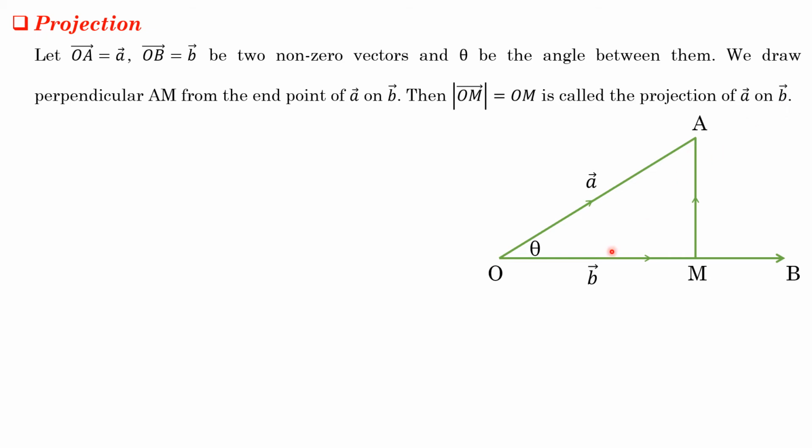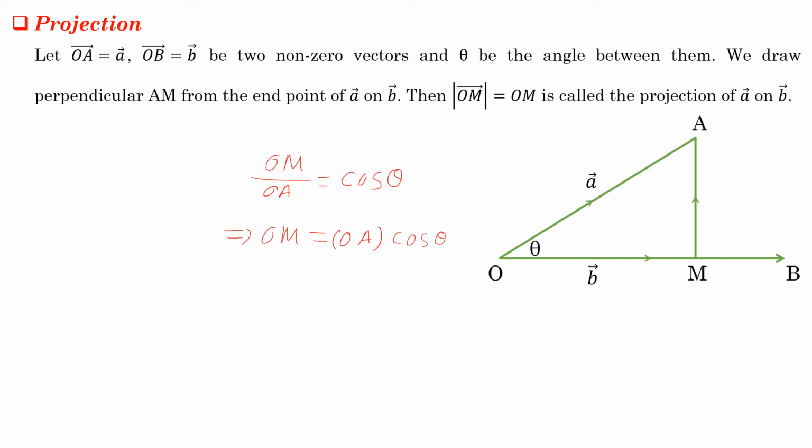Now you see, from the triangle OAM, you don't think about the vector sign, you just have the triangle OAM. From this triangle, what can we conclude? We see here OM divided by OA. What is this? Is it not equal to cos theta? This is cos theta. Then what is the length OM? Length OM is equal to simply OA cos theta, is it not?